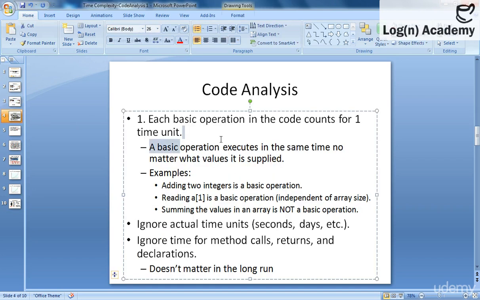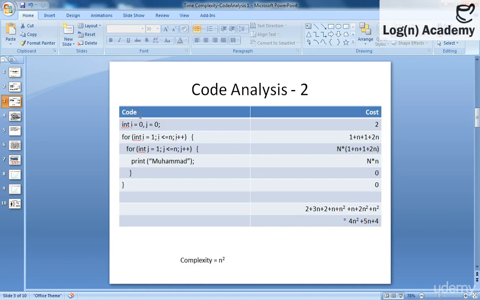The basic operation executes in the same time no matter what value it is supplied. There are some examples. Ignore actual time units. We don't say that this will take such seconds. We do not analyze code on the basis of time units. Ignore time for method calls, returns, and declarations. The time required for method calling, returning a value to the calling method, or the declaration is not considered, right? The assignment will be considered as we did here, when we assigned a 0 to the i and 0 to the j.